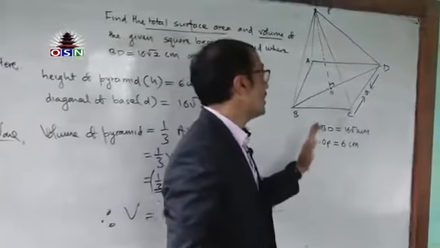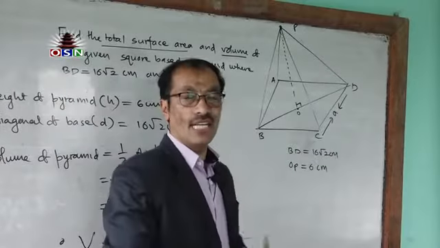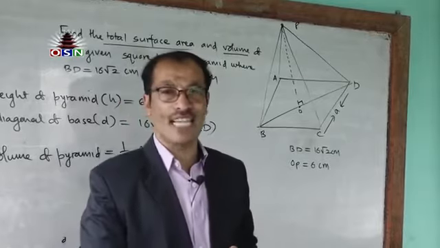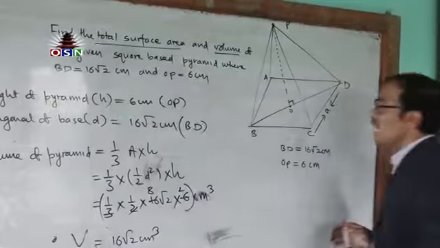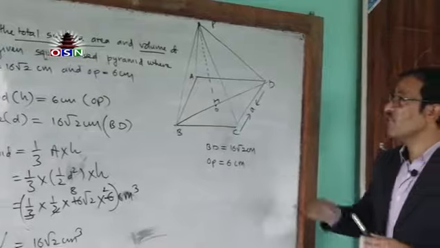For the total surface area, to find the total surface area, you should know some basic concept. First of all, you have to find the lateral surface area.